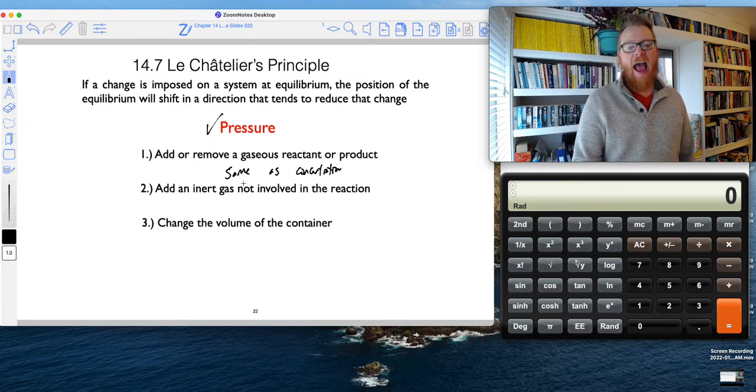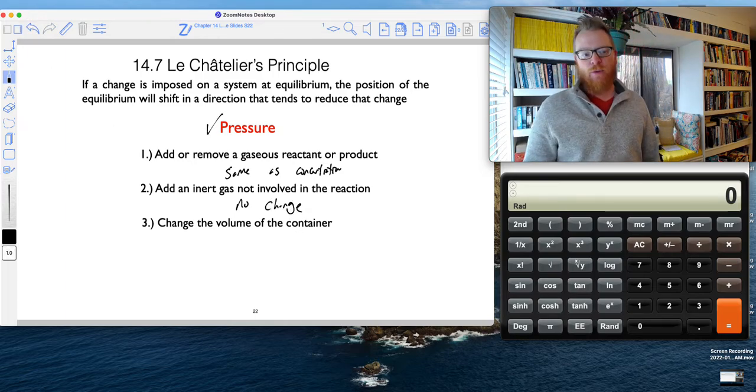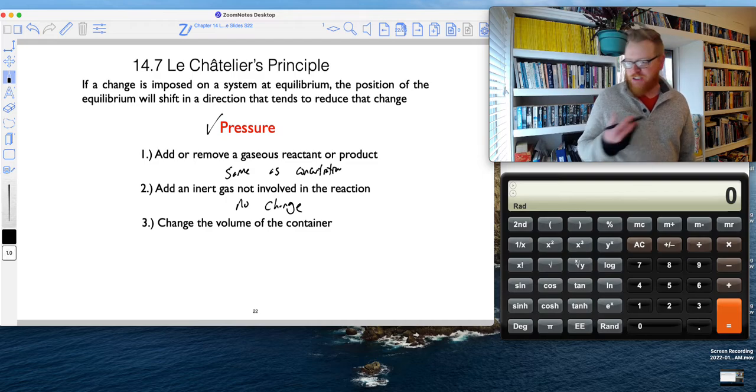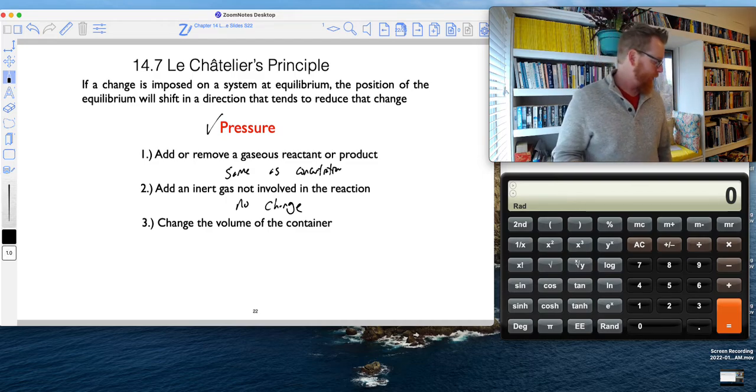What about adding an inert gas not involved in the reaction at all? No change. If we add some inert gas that's not involved in the reaction, it increases the pressure of the system. But if that gas is not involved in the reaction, it doesn't affect the equilibrium position.